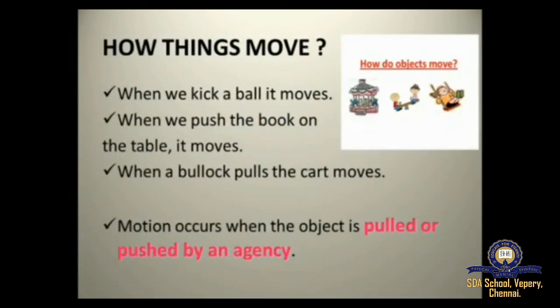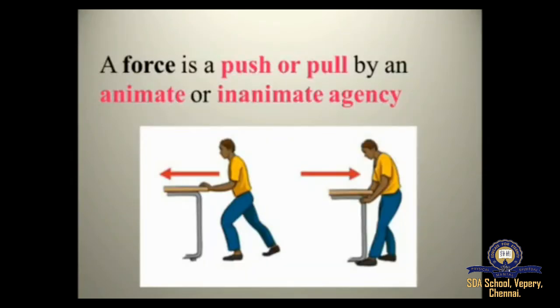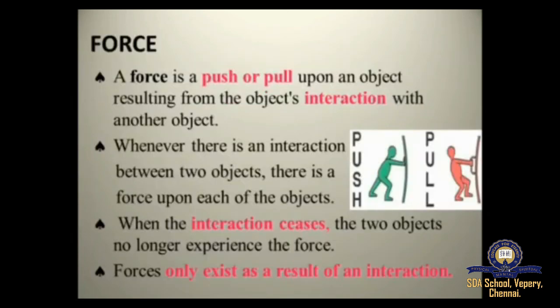And next we saw how things move. Motion generally occurs when an object is pushed or pulled by an agency. Next we looked into a few examples, and then we saw that a force is a push or a pull that is caused by an animate or inanimate agency. What is an animate agency? An animate agency is the representation of a living character, whereas an inanimate agency is something that is not alive.